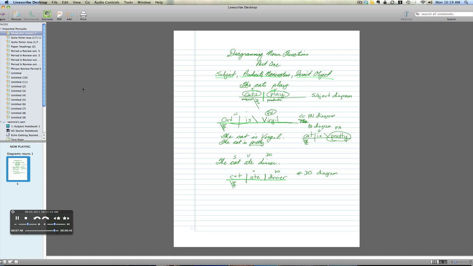So there you have it, the first 3: subject, predicate nominative, direct object. Straight line dividing a horizontal line to show the subject and the verb. Here for the predicate nominative, we have the subject, the linking verb, and the noun that is renaming or telling us a little bit more about that subject. And here we have the subject, the verb, and the object, the direct object of the action of the verb. So there you have the first 3 noun functions diagrammed.